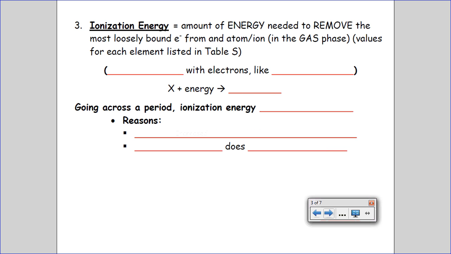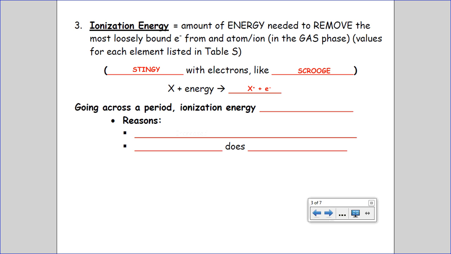So the ionization energy is a definition. It's the amount of energy needed to remove the most loosely bound electron from an atom or an ion in the gas phase. Values for each element are listed on Table S. It's kind of like when you're stingy with electrons, like the Scrooge. Okay? X, being an element, plus energy can be turned into an X positive ion and the electron itself.